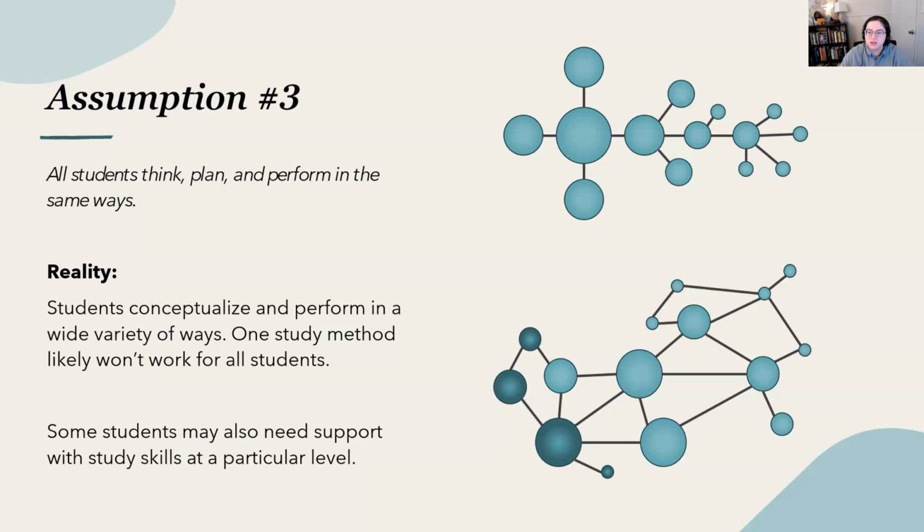Some students may also need support with study skills at a particular level. What looks like disorganization or laziness on the surface may really represent this missing skill. You may want to consider providing multiple options or strategies for study habits, graphic organizers, and memory aids, or have students develop their own.